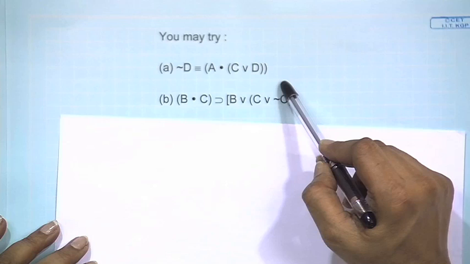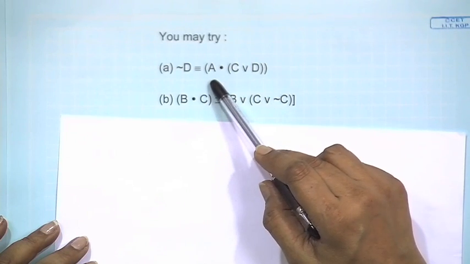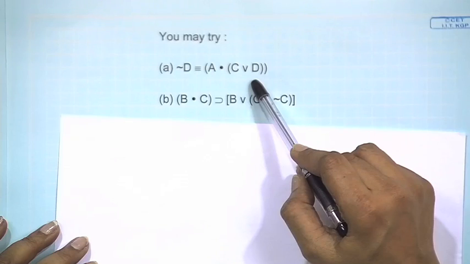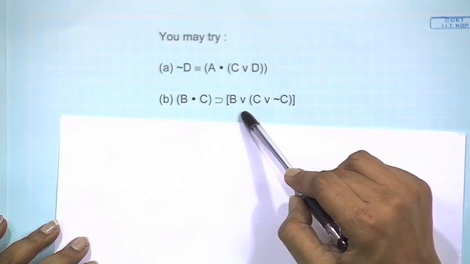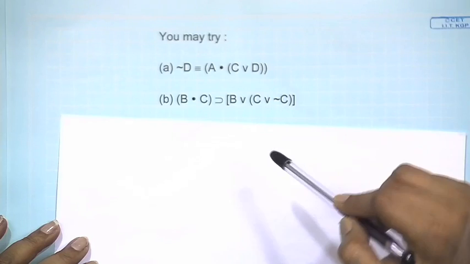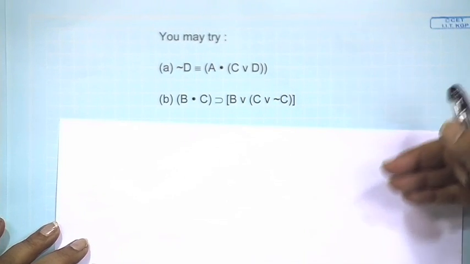So, here is this: tilde triple bar A dot C wedge D. This is B dot C horseshoe, B wedge C or not C. Why don't you try this and we compare the result in our next module. Okay. So, let us close this module. We have learned a task and we will continue with this in the next module. Thank you very much.